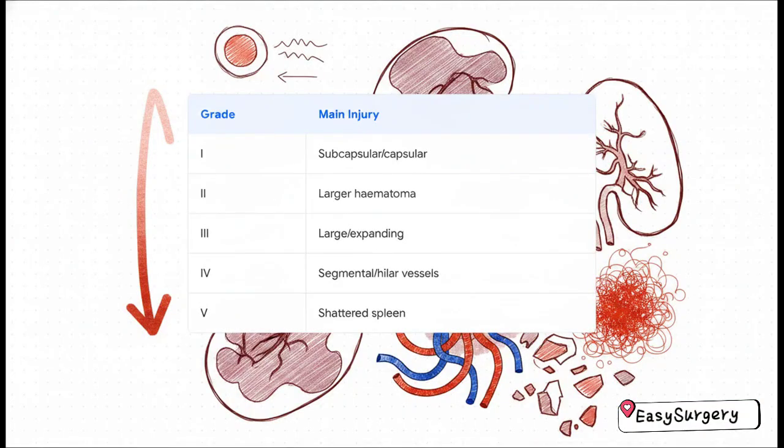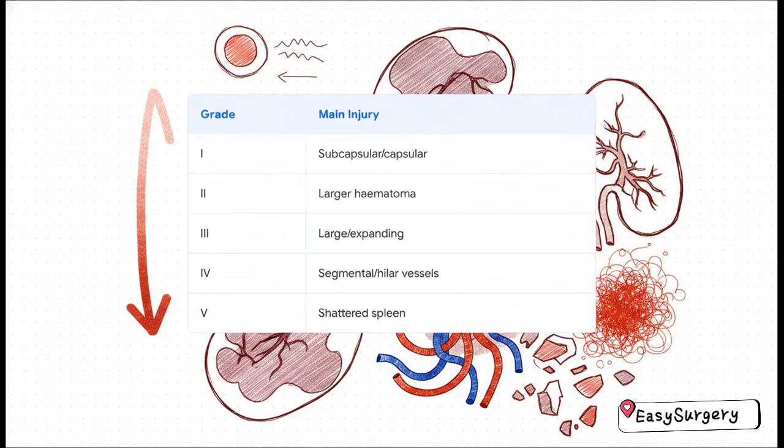And this brilliantly illustrates the whole picture. Think of the AAST organ injury scale as basically the universal language for trauma surgeons. When a trauma scan comes back, everyone in the room needs to know exactly what a specific grade means. The system runs from 1 to 5. We move progressively from minor localized trauma, like small capsular tears in grade 1, all the way down to grade V, which is a completely shattered spleen.